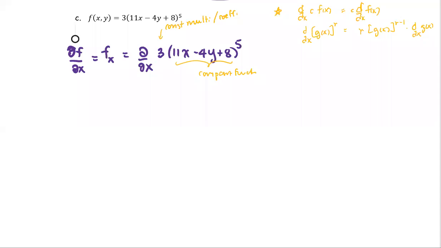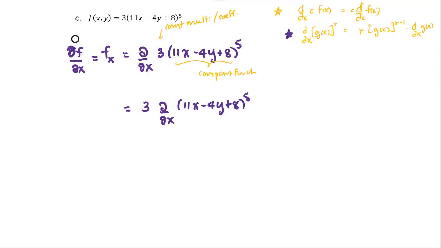Identify the power and then bring the power down. That takes care of the power rule, and then also multiply by the derivative of the inner function. So we're going to do it piece by piece. For the constant multiple, we have nothing to do with that. Keep 3 as a coefficient, and then we treat the quantity as a group here.